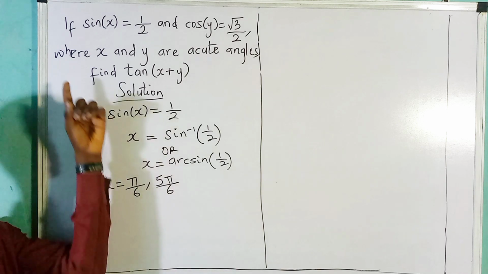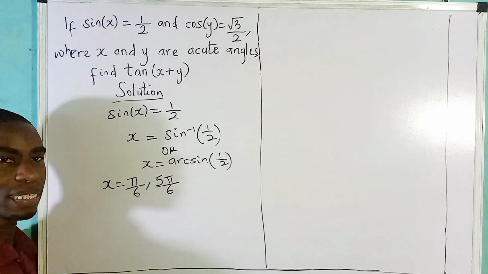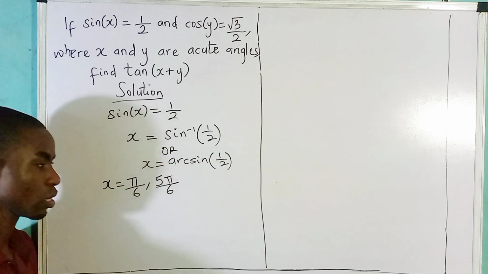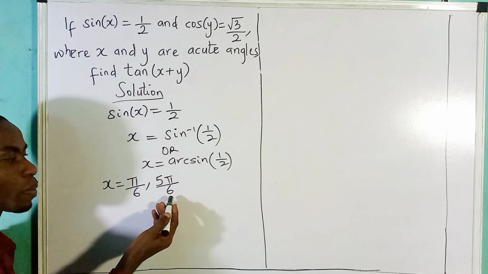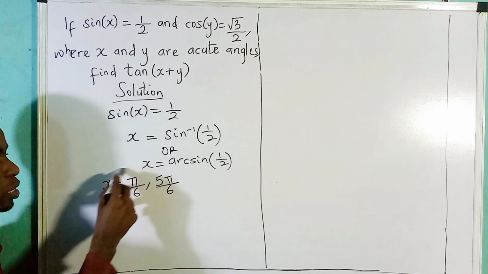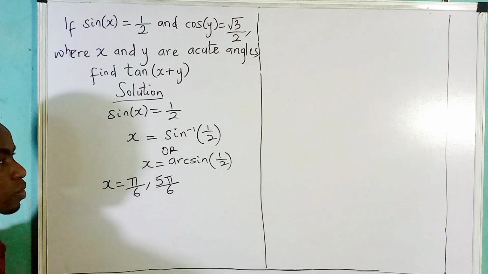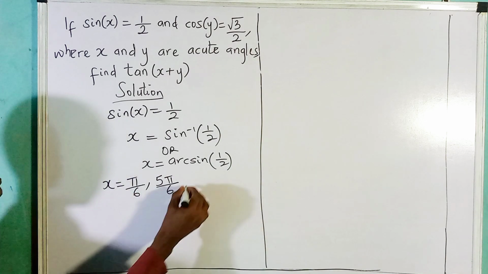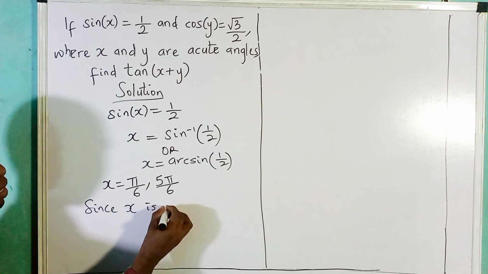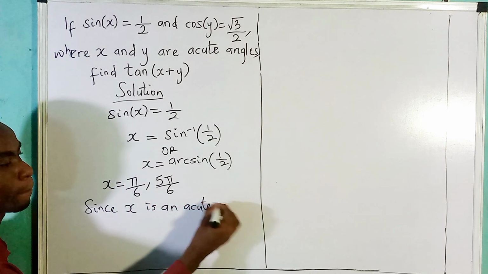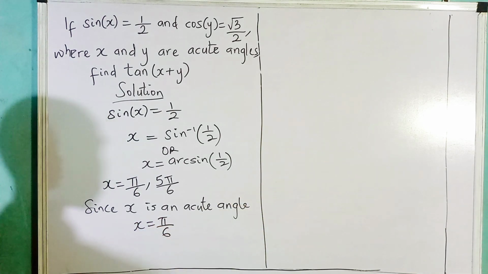But take note, x and y are acute angles, which means they are less than 90 degrees. The second quadrant is above 90 degrees. And so we will not be making use of 5 pi over 6. We'll just use pi over 6. I hope that's understood. Now that's the value of x. I can say, okay, since x is an acute angle, x is equal to pi over 6.